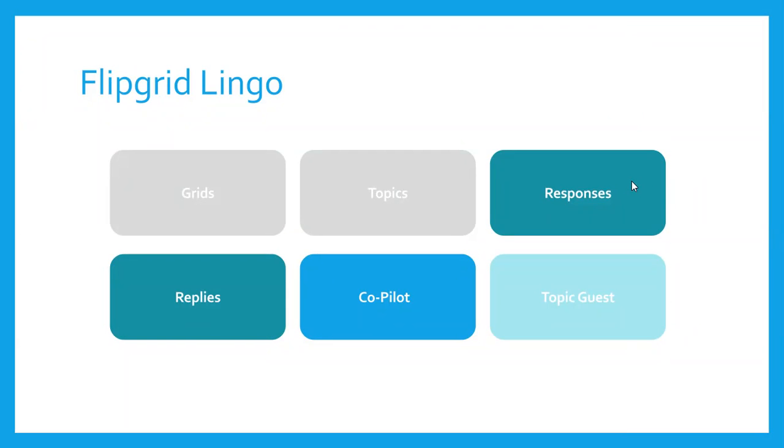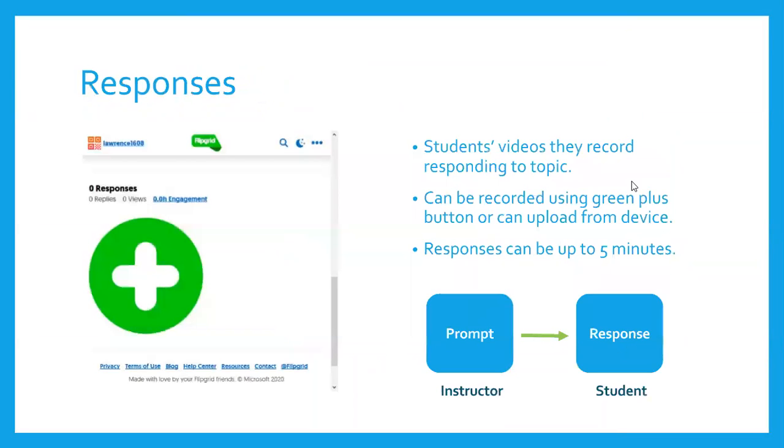I'll now talk about responses. Once instructors post their initial prompt, the students then get a chance to respond. That's when they record a video or upload a video that they've already recorded, and they do this from Blackboard. They'll see the instructor's prompt embedded within the Blackboard page. They'll scroll down and see this big green plus button. They hit the plus button and then they can upload or record their video.